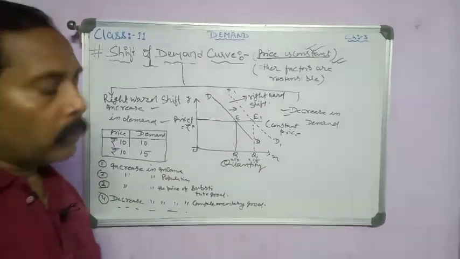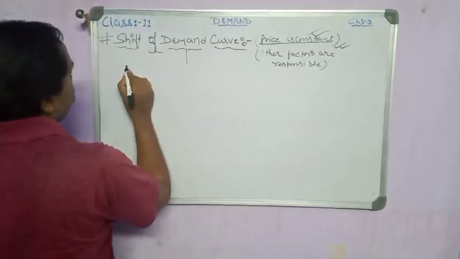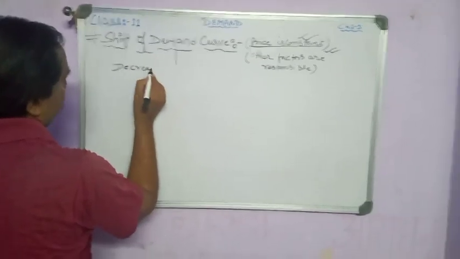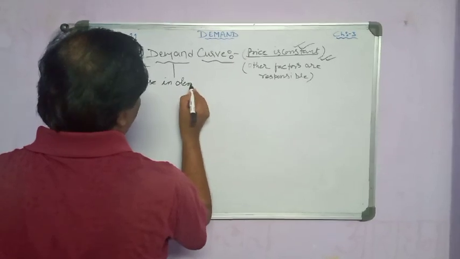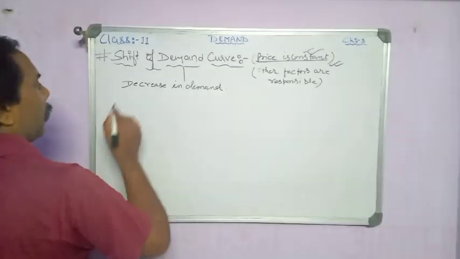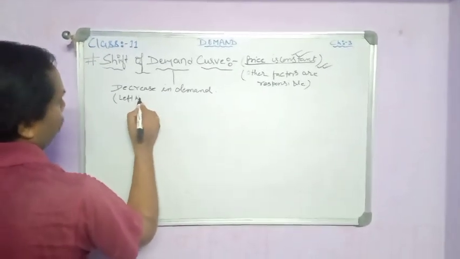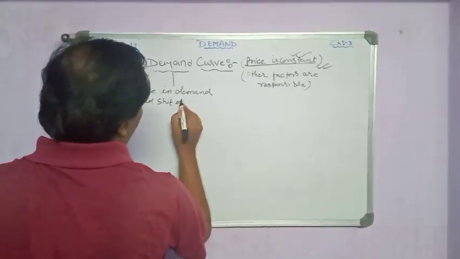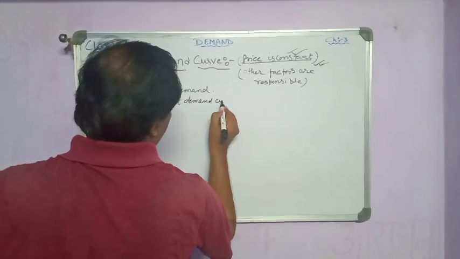Now come to the next: decrease in demand. Decrease in demand is also known as a leftward shift of the demand curve.